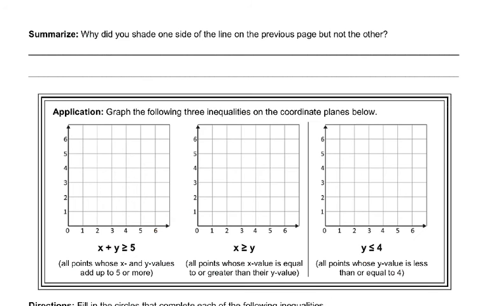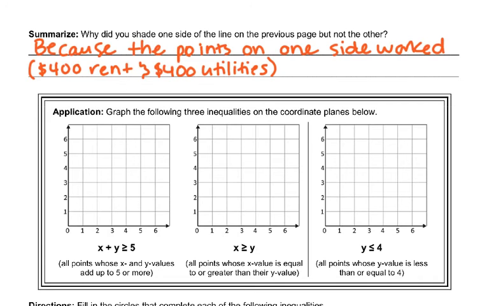So the reason we didn't shade anything on the other side of the line is because we couldn't actually afford it, right? So basically the side we shaded contained combinations we could actually afford, like $400 rent and $400 utility. But the other side did not contain combinations that would work for us.